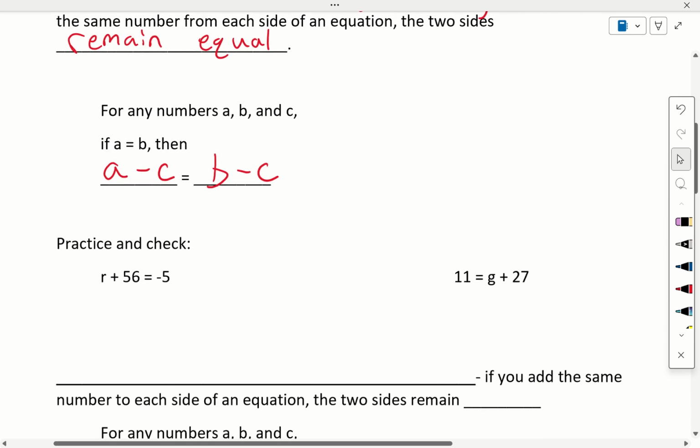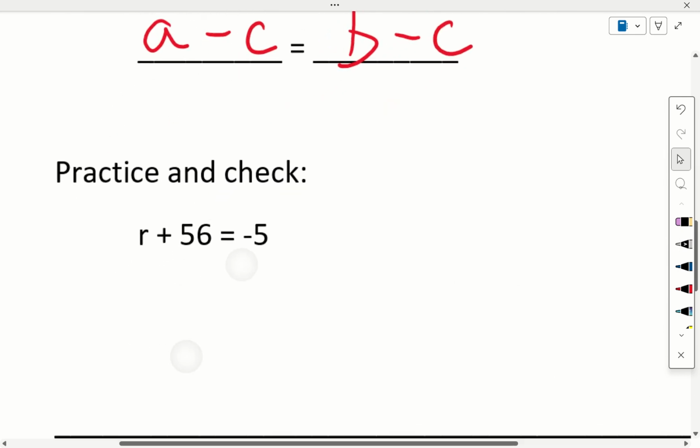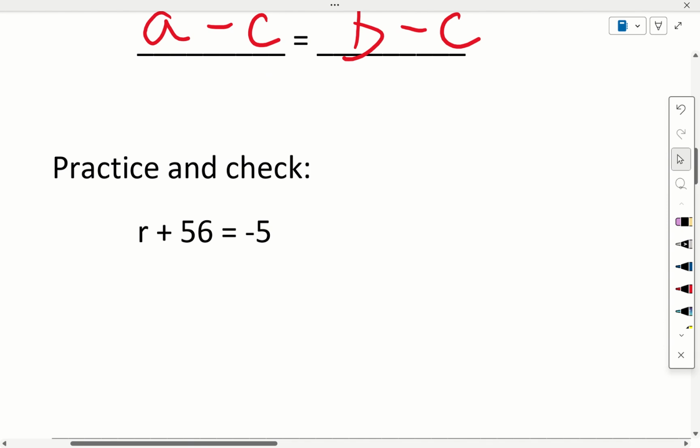So let's take this idea and use it to solve problems here. We have r plus 56 equals -5. So the inverse of adding 56, we're going to turn that 56 into a 0. We're going to subtract 56. We're going to get the r by itself. So on the same side of the equation as the r is that 56. So the inverse of positive 56 is subtracting 56, and we do that from both sides. You have to show it on both sides. If you show it on one side and not the other, you're going to lose points now and forever.